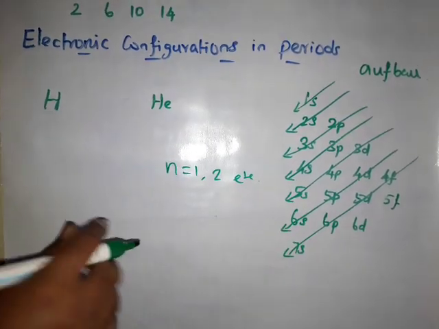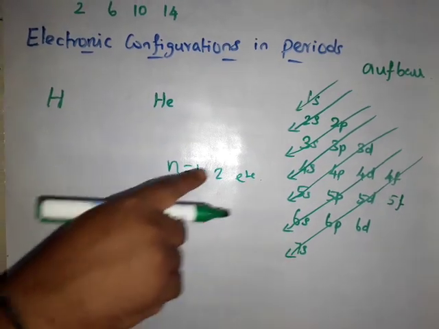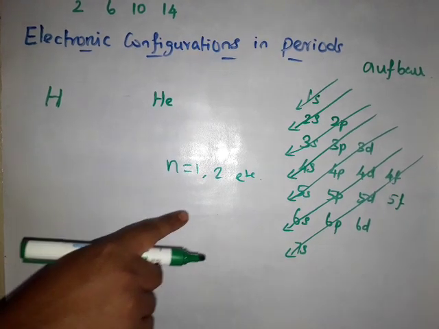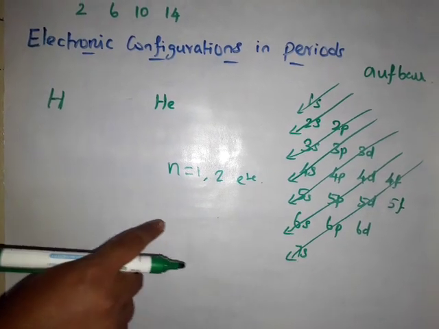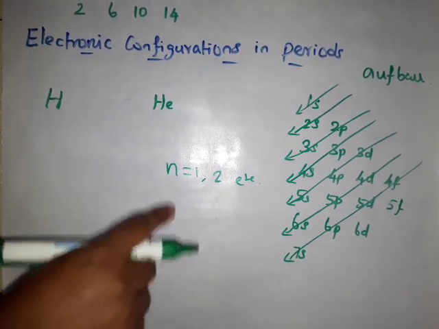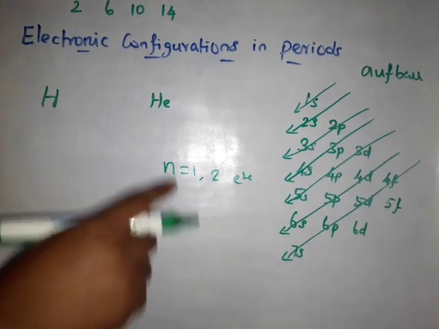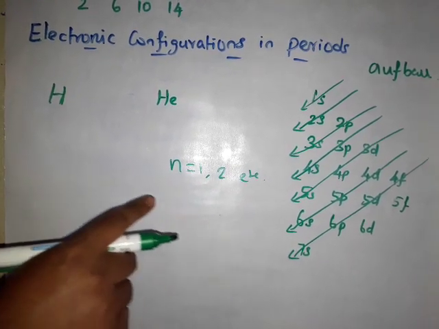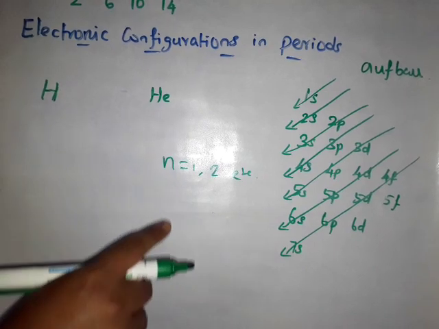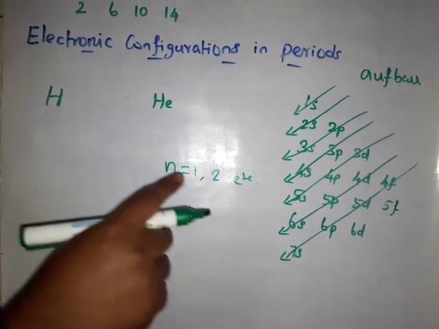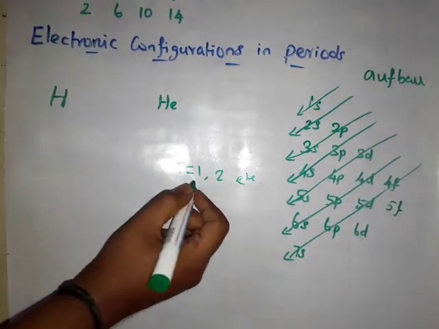So it can be readily seen that the number of elements in each period is twice the number of atomic orbitals available in the energy level that is being filled. So the first period, that is n equal to 1.